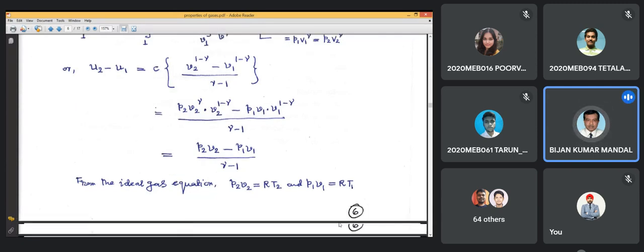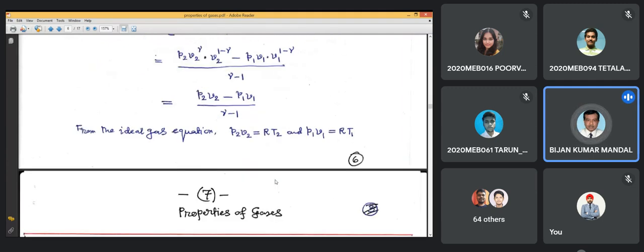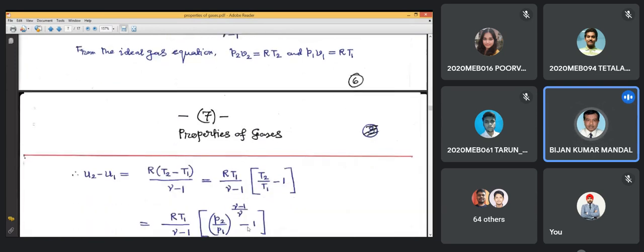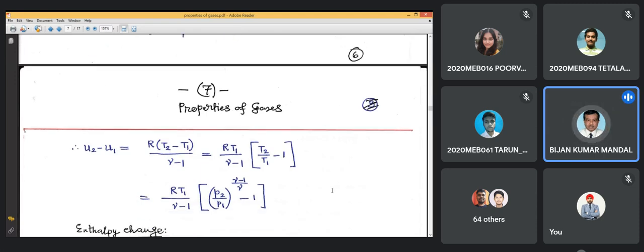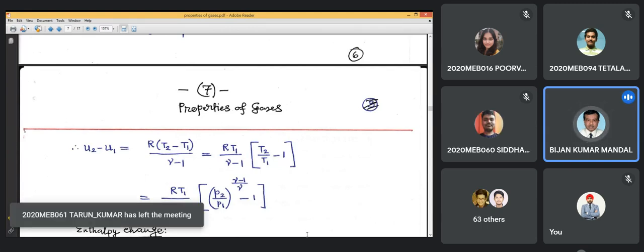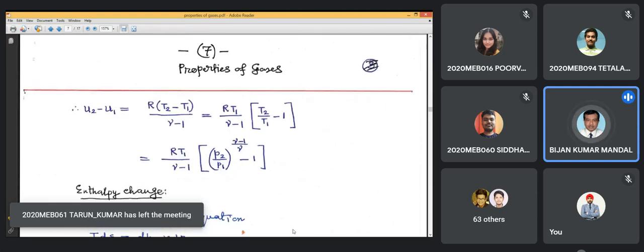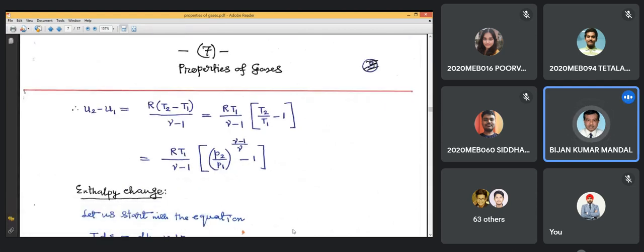Now we can write it in some other form, because we know that P2 V2 is equal to RT2 and also P1 V1 is equal to RT1. So let us replace that. So that is RT2 minus RT1, that means R into T2 minus T1 by gamma minus 1, and that is equal to RT1 by gamma minus 1. You have taken T1 as common, and we have already seen that T2 by T1 is equal to P2 by P1 to the power gamma minus 1 by gamma. So that relation is already derived there. So this is an expression for the change in internal energy.